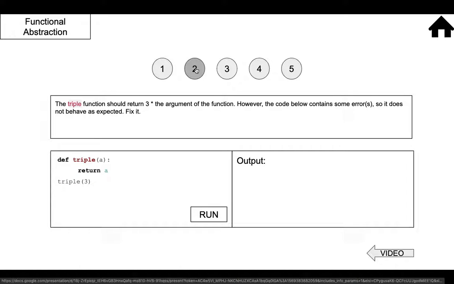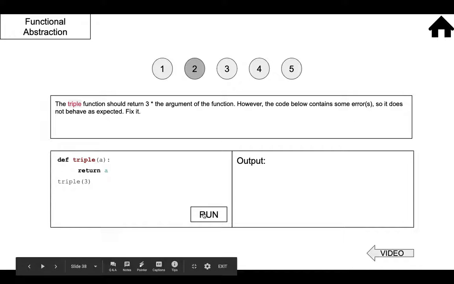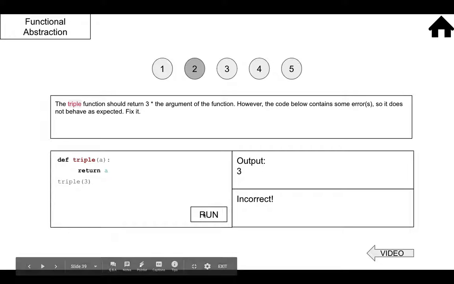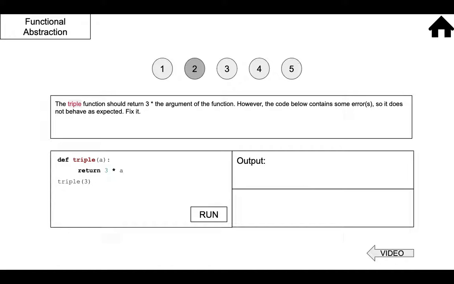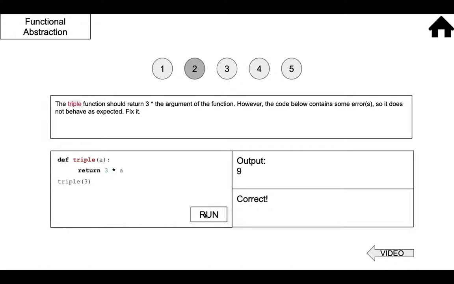So if you go to question 2, you will see that this seeks for you to provide a function that will return 3 times the argument of the function. So if you just click run, of course you'll get an output of 3 here, but that is incorrect. And once you modify the function and you click run, it will tell you that the output is 9, and that will be correct.